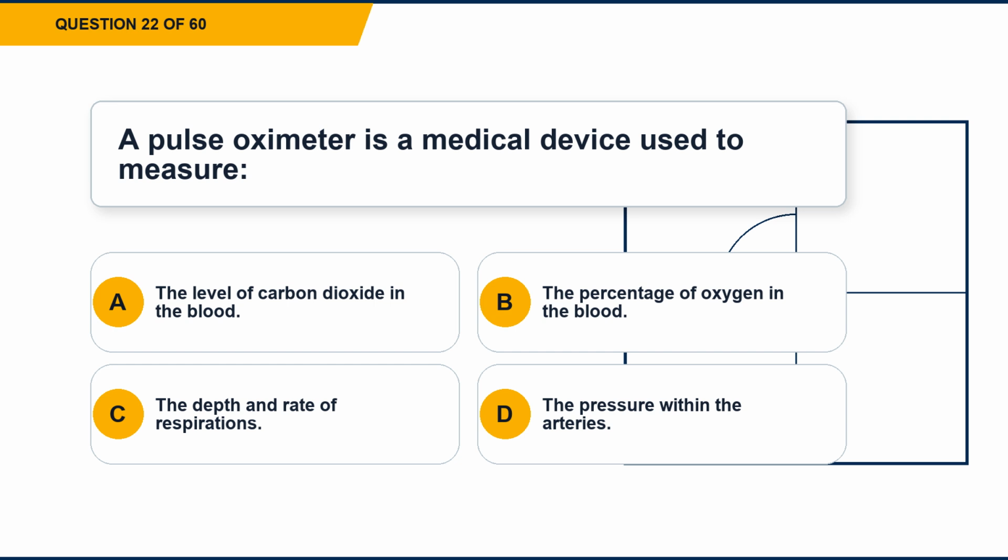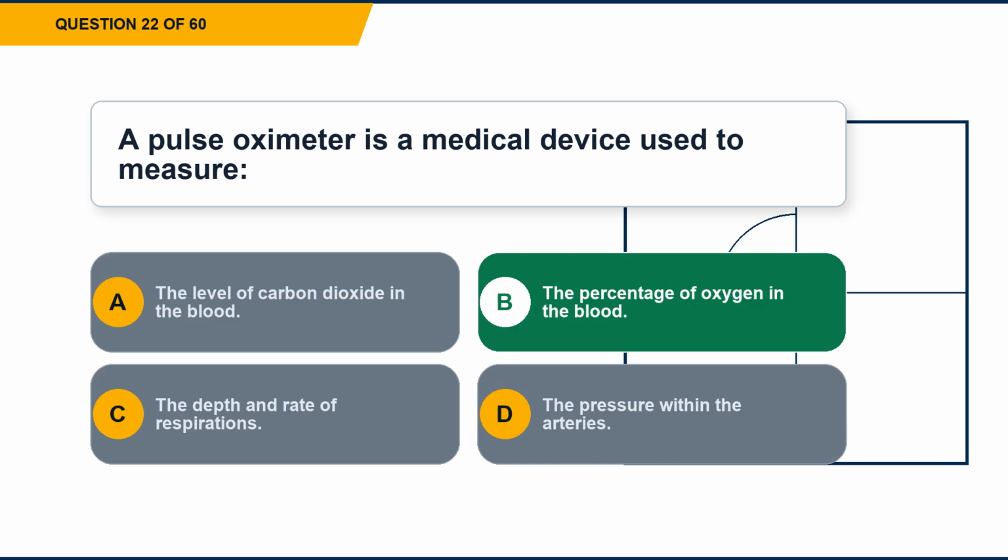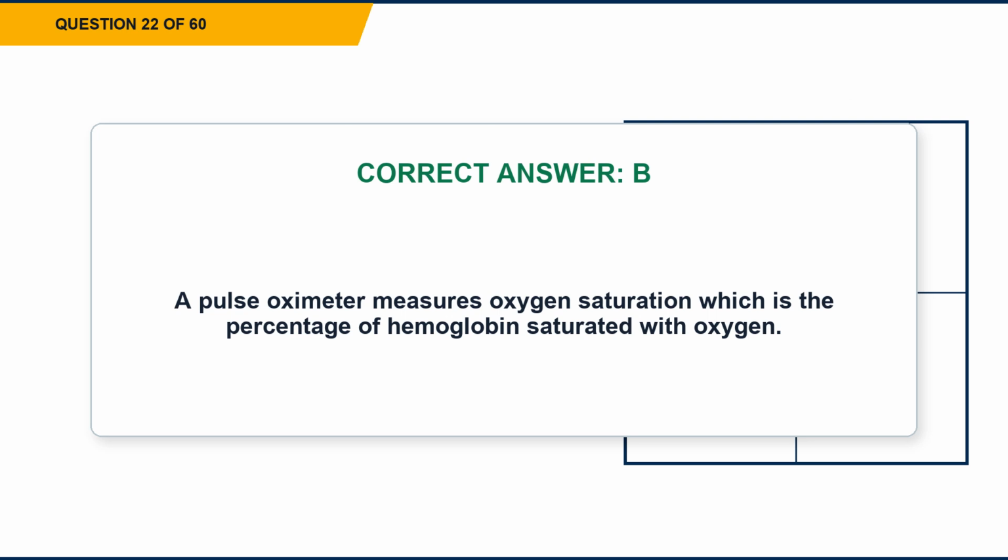Option C, the depth and rate of respirations. Option D, the pressure within the arteries. The correct answer is option B, the percentage of oxygen in the blood. Explanation. A pulse oximeter measures oxygen saturation, which is the percentage of hemoglobin saturated with oxygen.